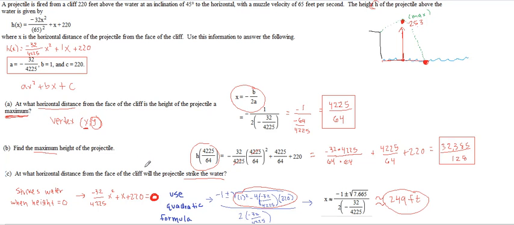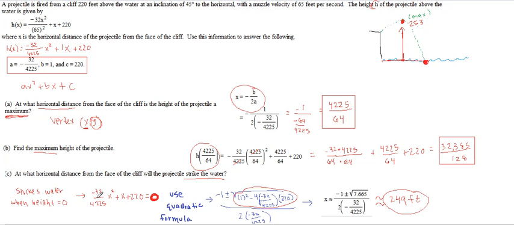Now part C says, at what horizontal distance from the face of the cliff will the projectile strike the water? Well, when it's striking the water, it has no height above the water, right? And since the height above the water is given by this formula, then we would want to set this equation equal to 0, because it has a 0 height above the water. So when it strikes the water, the height is 0.